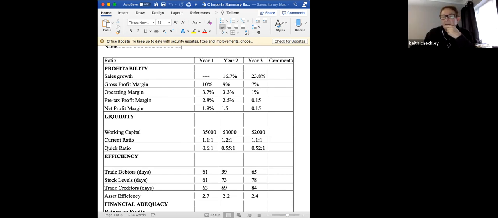Now, the next ratio to look at, you can see, is the gross profit. So remember, we have sales and then we deduct the cost of sales or cost of goods sold, whatever it's called. And that gives us the gross profit. Sometimes businesses call this the gross margin. So the same thing. Gross profit, you can see the gross profit 10%, 9%, 7%. Anyone want to make a comment on that? The gross profit position.